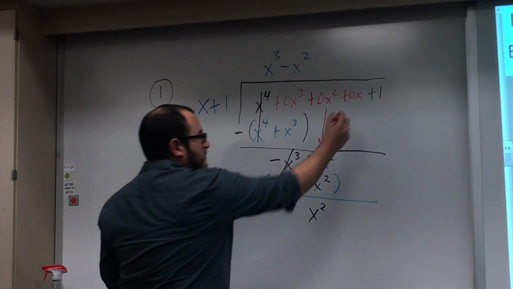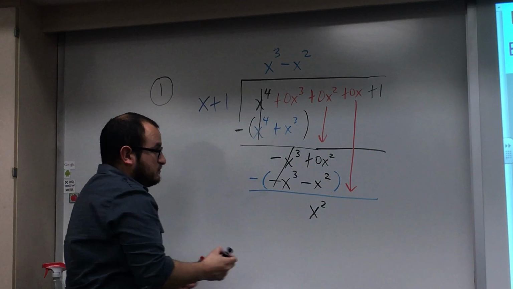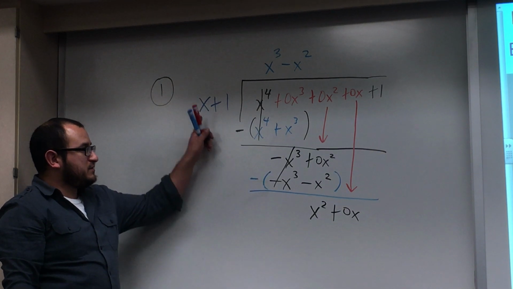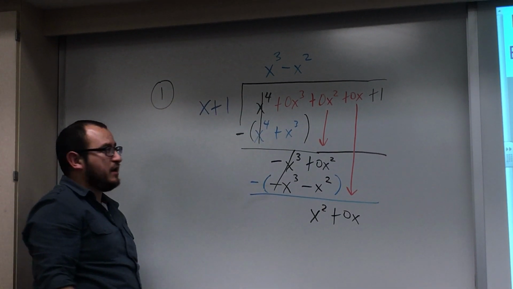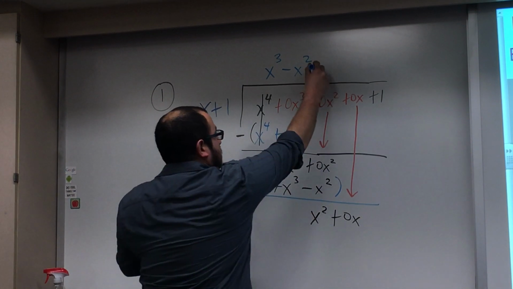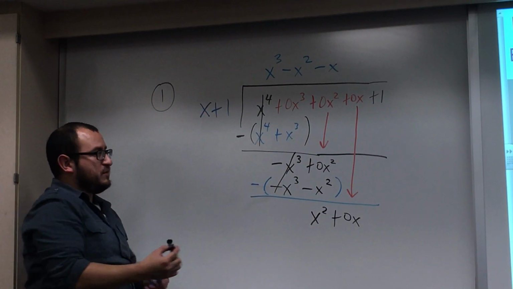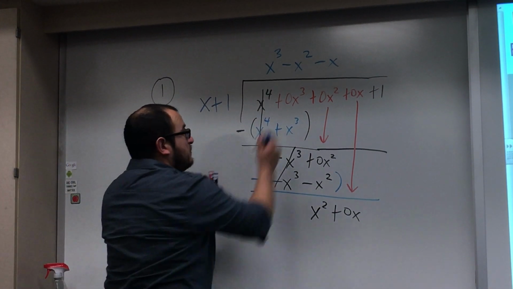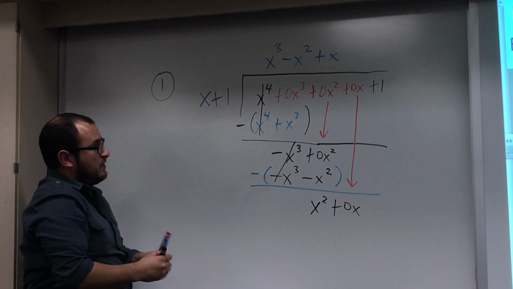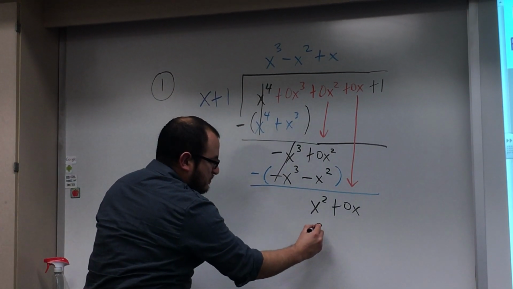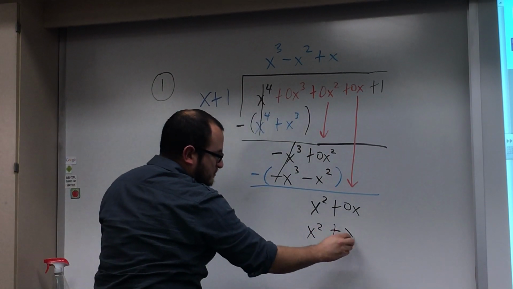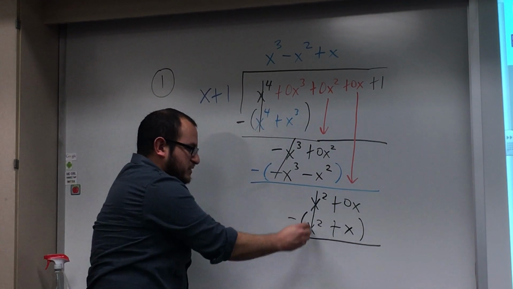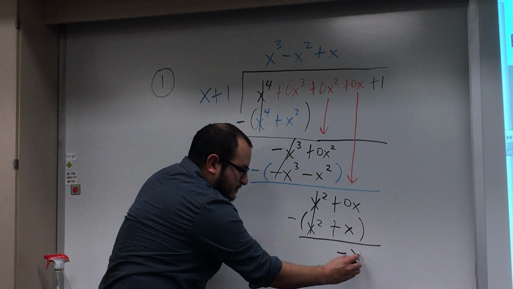Alright, next, go ahead and bring down the 0x. And now we continue the process. Okay? So how do you get x to become x squared? That means you have to multiply by x. And now you have to distribute the x to both these terms. So negative x times x is negative, should be a positive. Positive x times x is x squared. Positive x times 1 is positive x. Don't forget the parentheses and the negative. Again, my goal is to get rid of the first one, which we do. A negative times an x is a negative x.